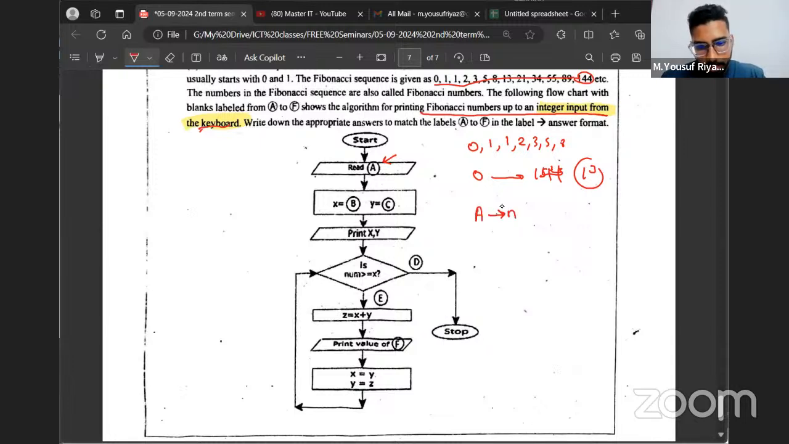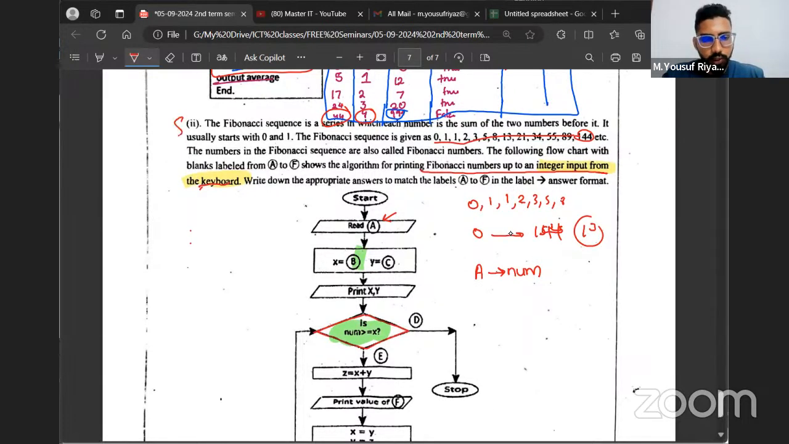The reason I said A is num is because you can see here "is num greater than or equal to x". So they have used a variable called num. And if you check before these statements, anywhere, they have not given a value for num. So I'm going to say A as num. Read num means we're going to ask the user to enter num. Indirectly, we're asking the user how many times he wants the Fibonacci sequence to execute. What is Fibonacci? Go and read this first line, you get the answer.